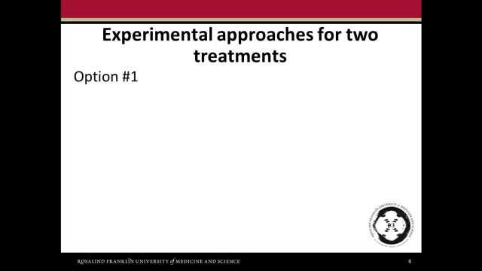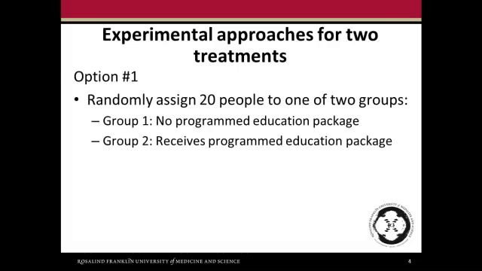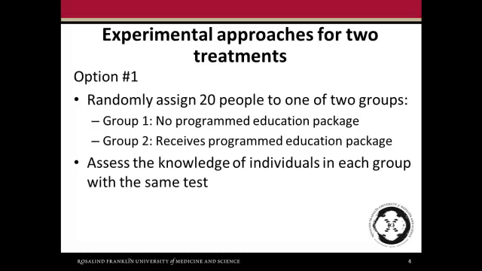The first option is to take a group of people, so in this case 20 people, and randomly assign them to one of two groups, and we'll have 10 people in each group. So group 1 is getting no programmed educational package, and we'll look at their knowledge, and group 2 is going to receive this programmed educational package. And then what we're going to do with these two different groups is assess the knowledge of the individuals in each group using the same test in order to answer our question.